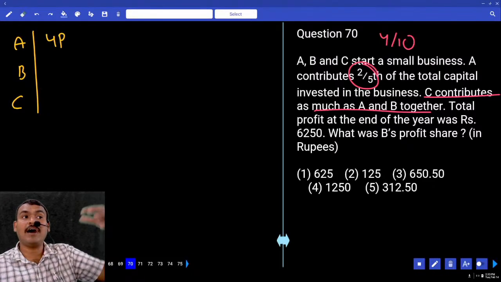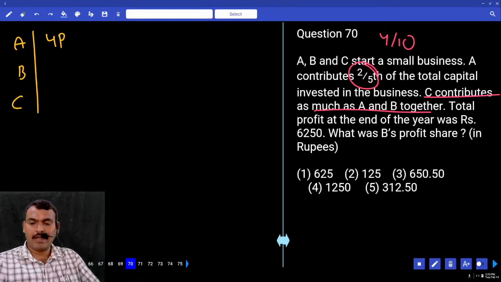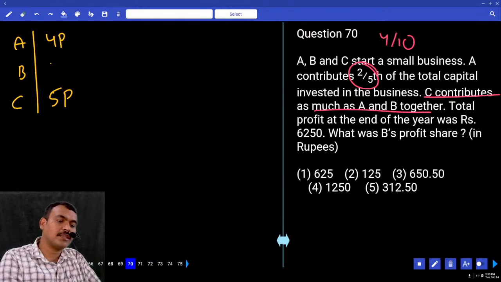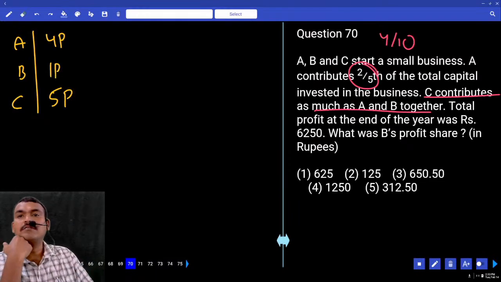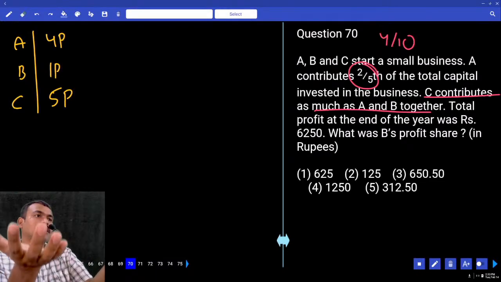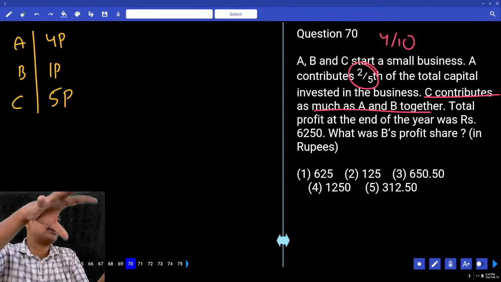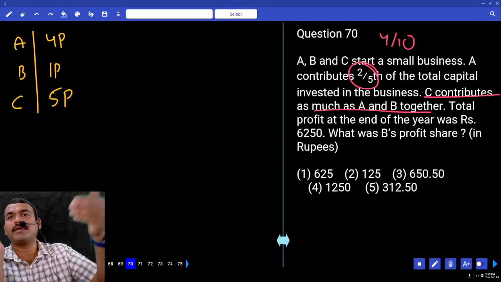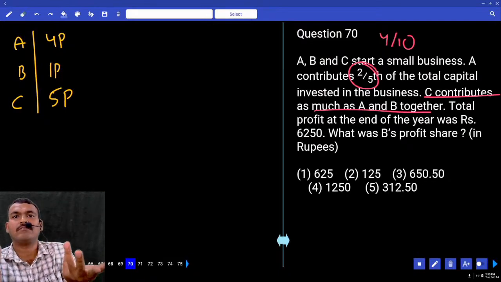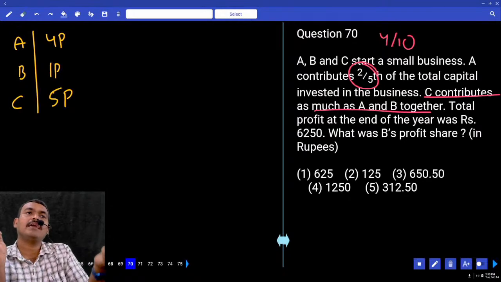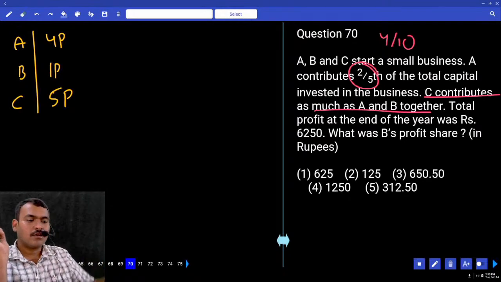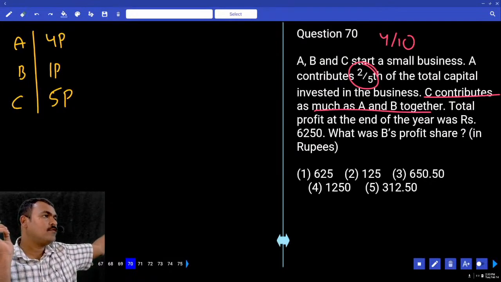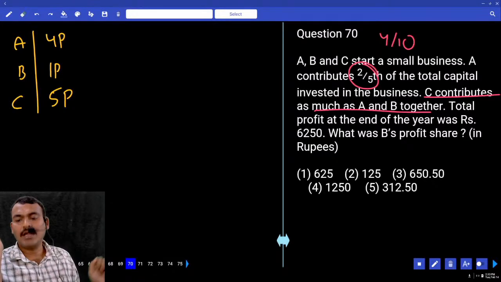C received half value or double value? Half value. What is the half value? 5 parts, obviously. B will be 1 part. C gets A plus B, means C received half share of the total. C equals A plus B, so C : (A+B) is 1:1. C gets half of the total share. Total share is 10 parts, C gets 5 parts. Already A is getting 4 parts, so B will be 1 part.